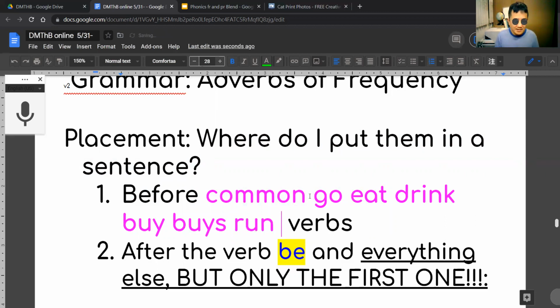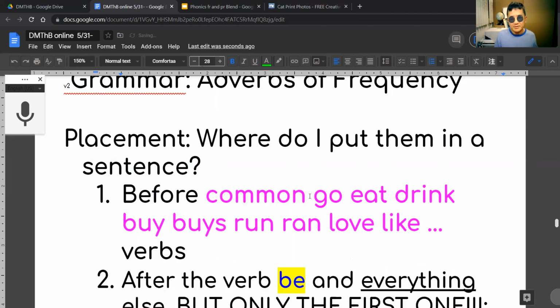And even in some cases, ran. Yes, you can use adverbs of frequency with the past tense. We're not going to talk about that in this video, but common verbs are just all the verbs that you know, or love, or like. These are all common verbs, okay? So you put the adverbs of frequency before common verbs, all the verbs you know. That's the first rule. Very important rule, the first rule.